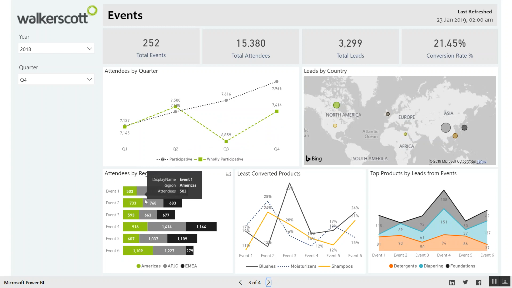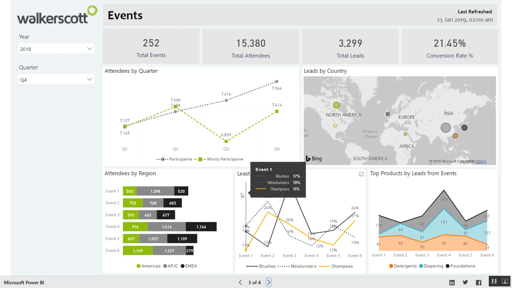So we're in the Americas, in the grey we've got the Asia Pacific. And our least converted, which is probably something that they don't want to admit to, is where they were unsuccessful. Obviously, here in shampoos and moisturisers, we're not successful in generating any interest from events.